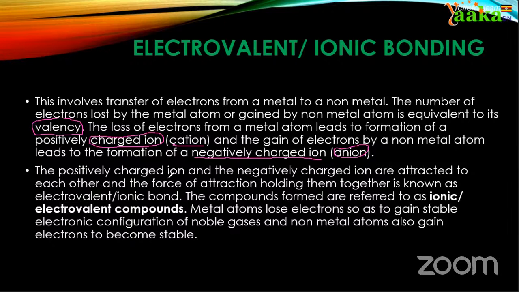The positively charged ion and the negatively charged ion are attracted to each other. Like you've always had, unlike poles attract each other. Here, the positively charged ion and the negatively charged ion attract each other, and the force of attraction holding them together is known as the electrovalent or ionic bond. So that attraction energy brings about the bond to be formed. The compounds formed are referred to as ionic compounds or electrovalent compounds. We shall look at examples.